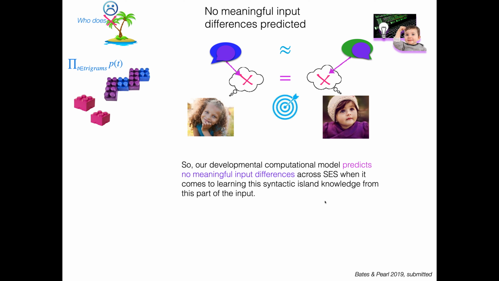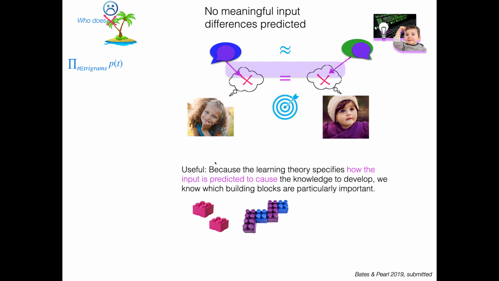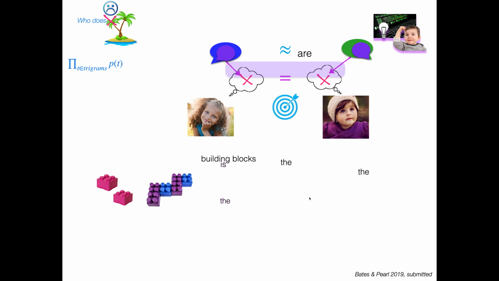Our developmental computational model is predicting no meaningful input differences across SES when it comes to learning this set of syntactic island knowledge from this part of the input. And what's useful, again, about the learning theory implemented in that model is that it specifies how the input is predicted to cause that knowledge to develop by paying attention to certain building blocks. Because of that, we know which building blocks are particularly important for success. We can zoom in and look at that.